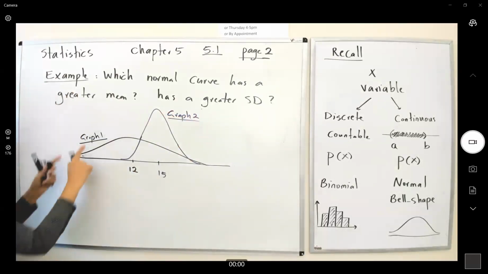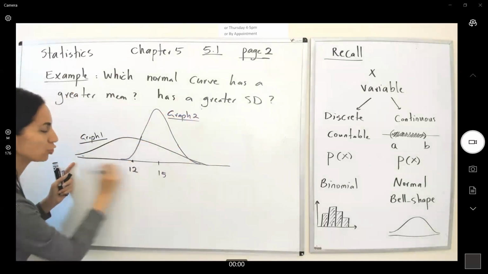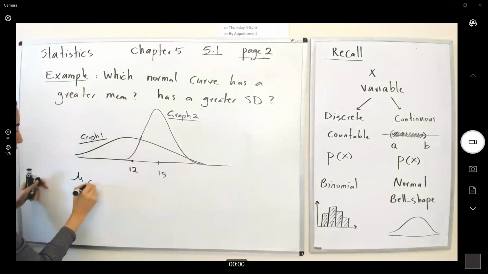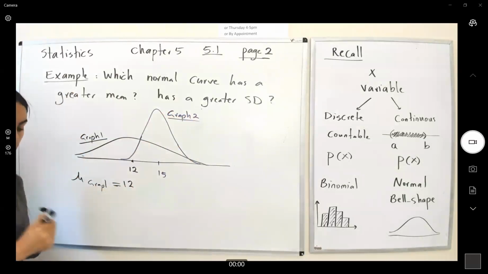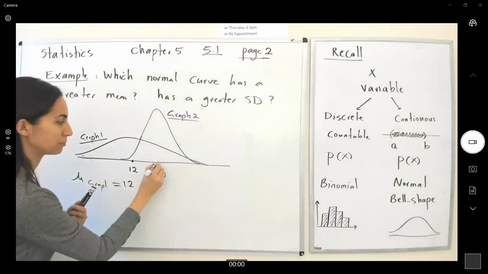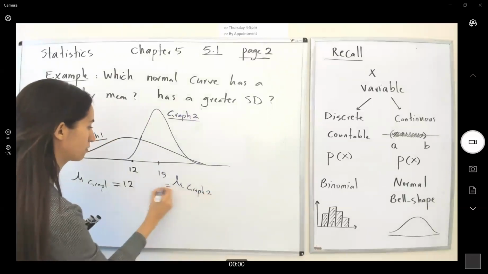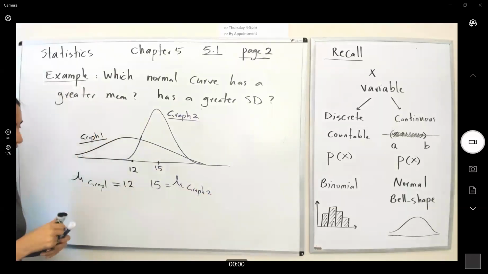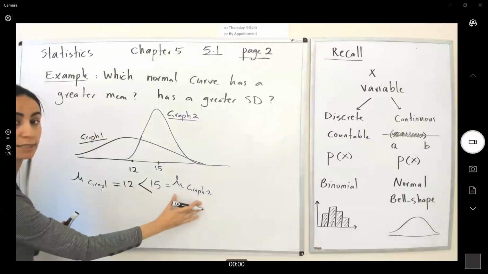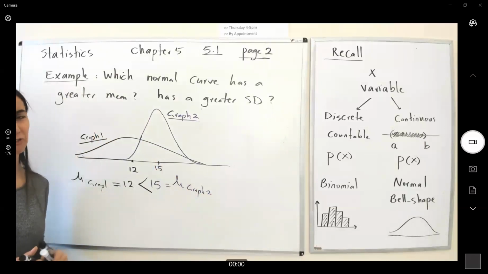For the graph 1, the mean of this graph is actually 12. So the mean of graph 1 is 12, and the mean of the second graph, graph 2, is 15. So as you can see, 15 is greater than 12. So the mean or the center of the second graph is larger than the mean or the center of the first graph. Well, how about standard deviation?